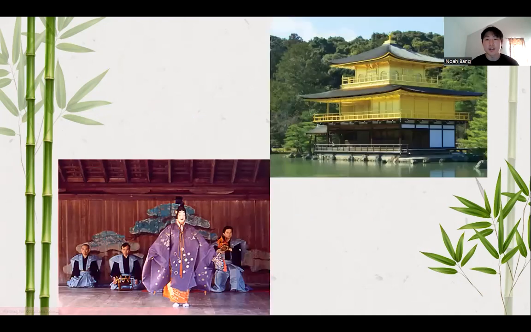All right, and then on the next slide we see on the bottom left, that is Noh. We see the traditional clothing they wear and the masks they wear during the performances. And on the top right, we see that Golden Palace, the Kinkakuji. I wish I had a bigger picture to show the scenery around it, but we can see that the building itself is very beautiful. A popular tourist spot for today, and just very nice to see.